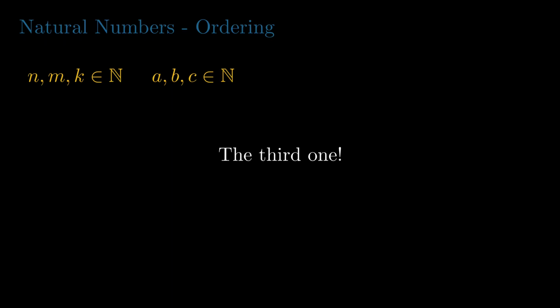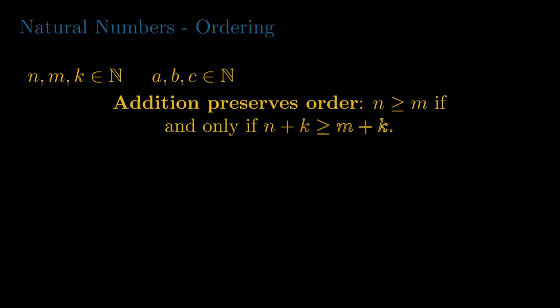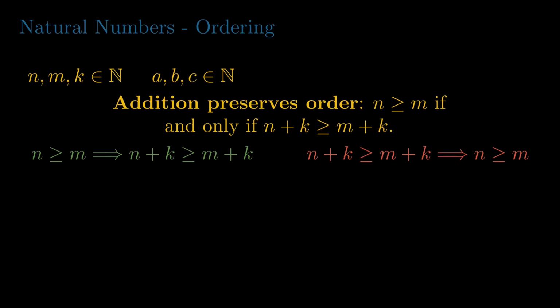Finally, the third one. Addition preserves order. n is greater than or equal to m if and only if n plus k is greater than or equal to m plus k. The if and only if part means that we can prove the first relation using the second one, but also the second relation using the first one. It is kind of a double proof.